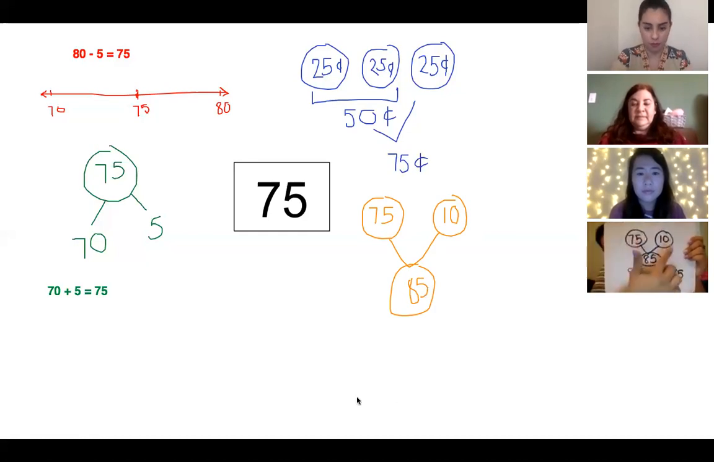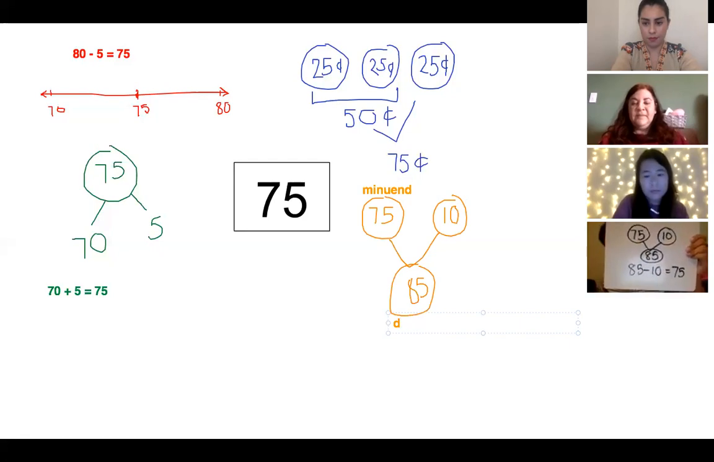So I added 10 more because I feel comfortable adding 10 more. And using this number bond, 75 and 10 more is going to give me 85. So then I wrote 85 minus 10 is going to give me back my 75. I need clarification. I just forgot. The minuend is still 75, correct? No, the minuend is 85. Oh, okay. I messed up. Thank you for that clarification.